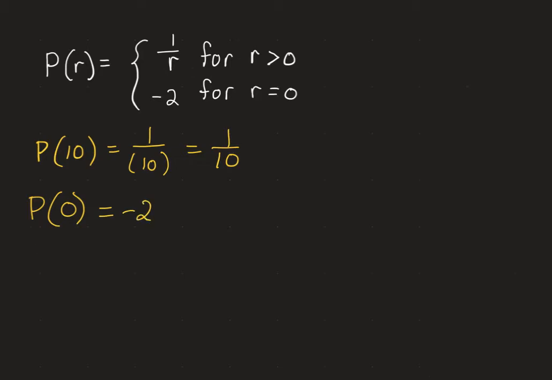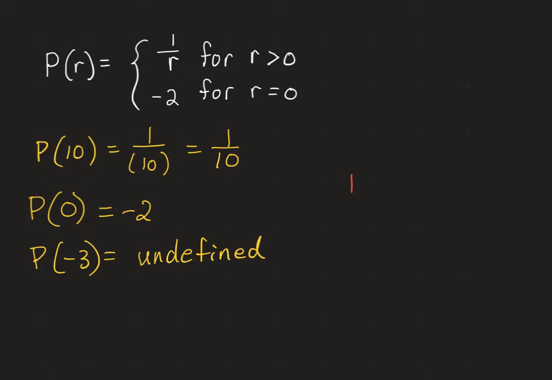All right, so let's look at a negative number now. p of -3. Where does that fall? Is that r equals -3, greater than 0? No. Is it equal to 0? No. So it is undefined for this function. This function just does not deal with negatives.